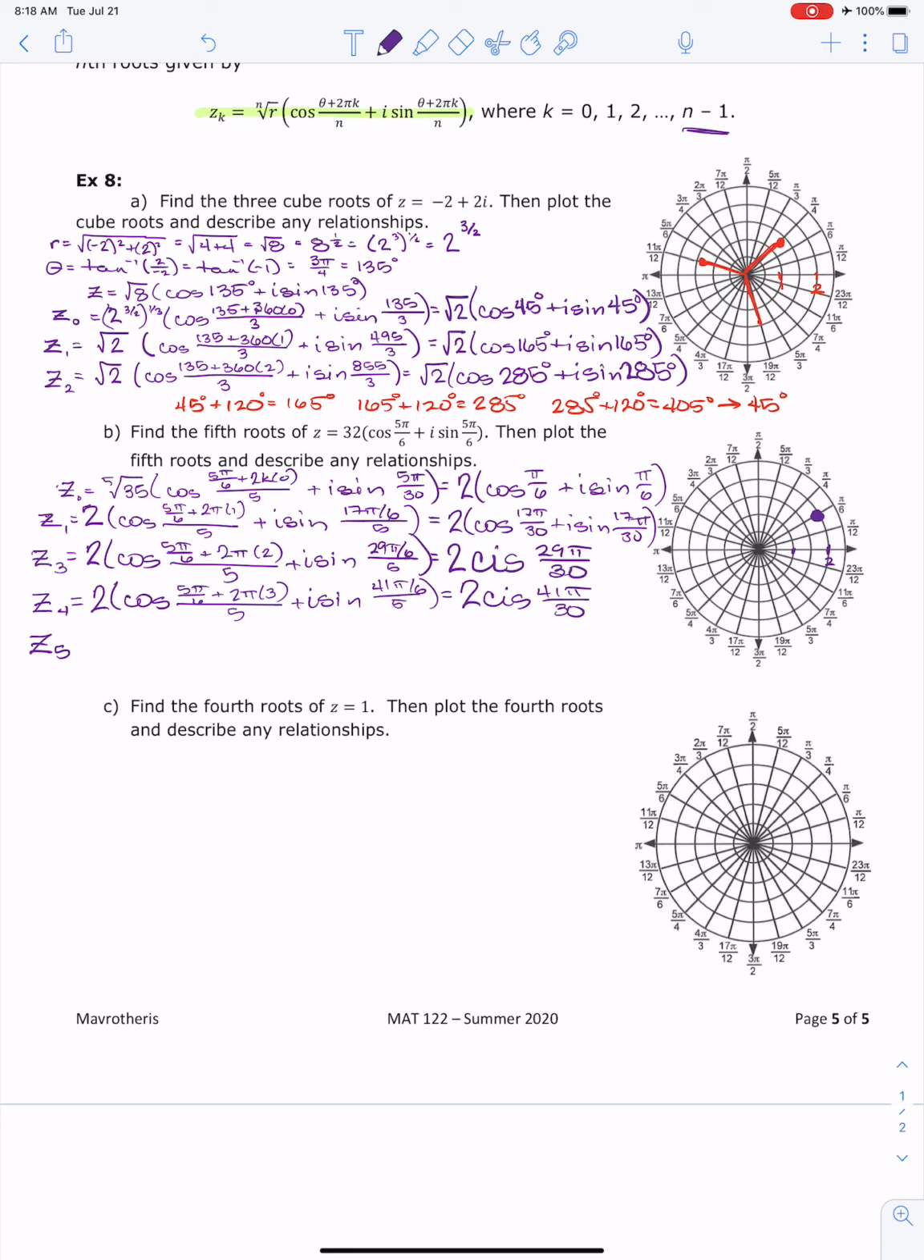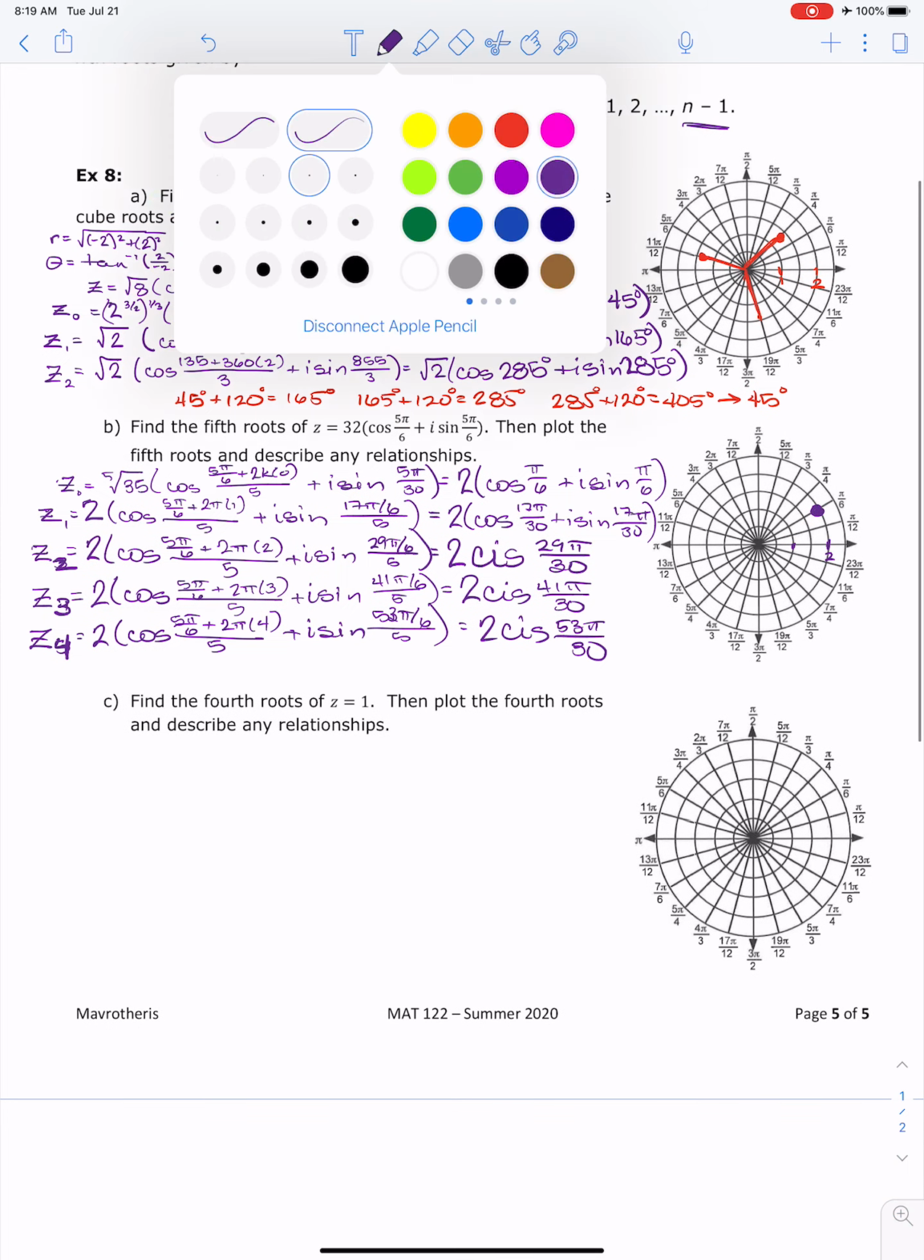See, 1, 2, oh, this is good. I'm just learning how to count. This is 2, this is 3, this is 4. 2 cosine 5 pi over 6 plus 2 pi times 4, my subscript on the z, all divided by 5, gives me i sine 53 pi over 6 divided by 5. I get 2 cis 53 pi over 30.